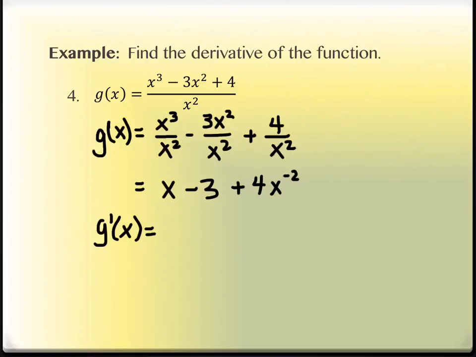So what's the derivative of x? 1. It's 1. Because remember, x is a linear equation and its slope is 1. Or if you want to think about it as being x to the 1 and pull the 1 down and decrease it, you'll get 1 as well.